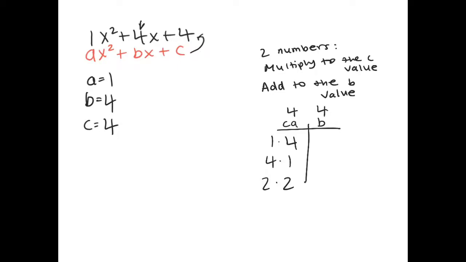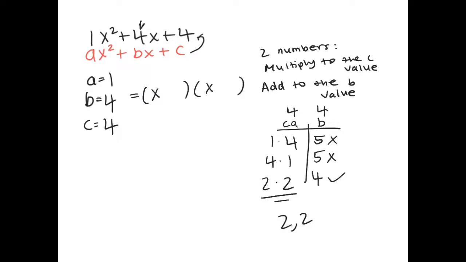Now we have to find the sum of each of these. 1 plus 4 is 5, that's wrong. 4 plus 1 is 5, that's wrong. But 2 plus 2 is 4, and that's the only correct solution. So now we know that our numbers are 2 and 2. Now all we have to do is plug these two numbers into this equation. So now we just put these two numbers in, plus 2, plus 2. So our final solution is just x plus 2 times x plus 2.